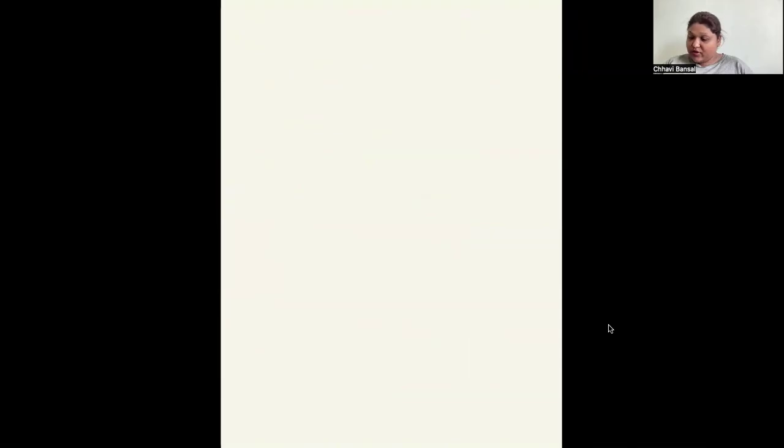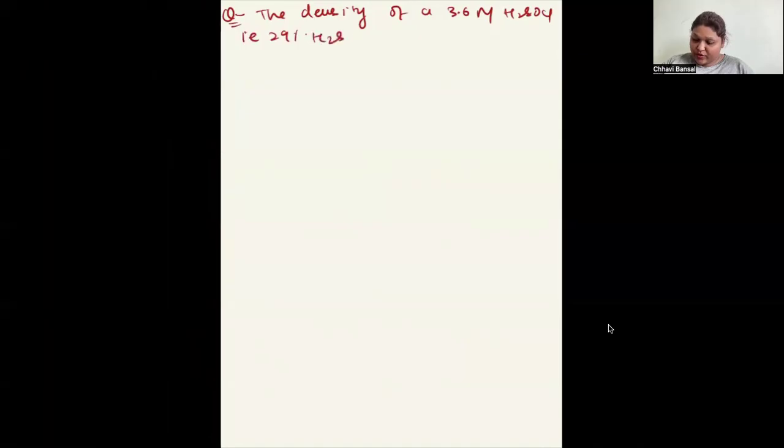Okay, one more question. The density of a 3.6 molar H2SO4 solution, that is 29% H2SO4 by mass, will be? So we have to find the density of the solution, and we are given the molarity, which is 3.6 molar H2SO4 solution.